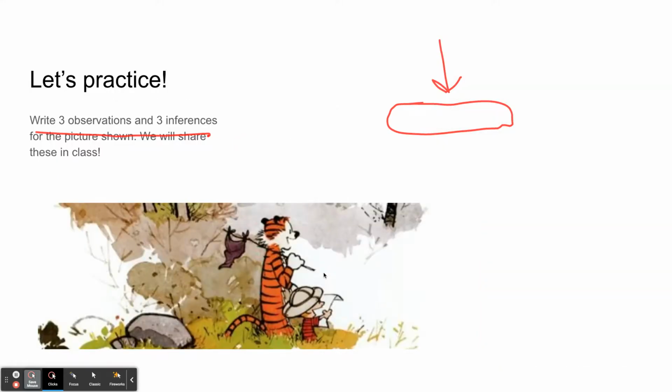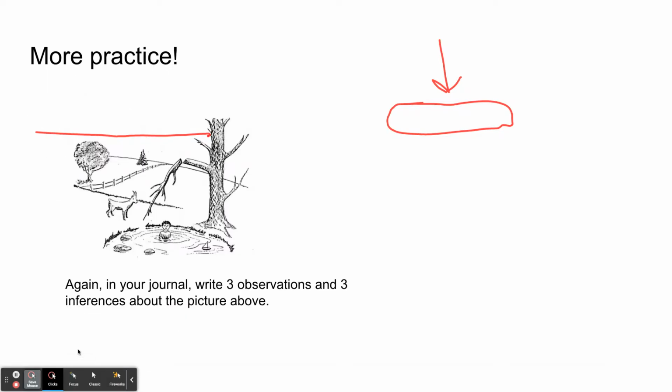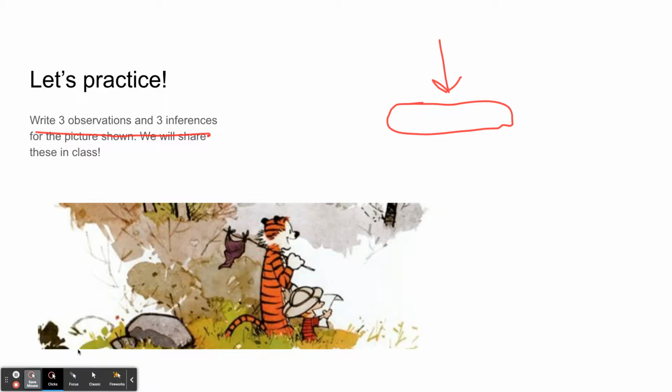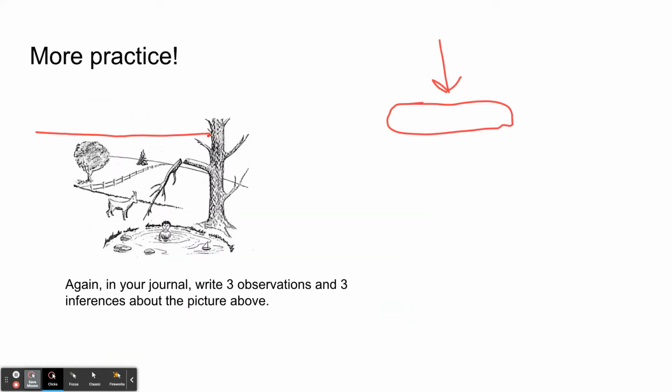So now let's practice a little bit. Okay, so in your journal, here is a picture of my favorite comic, which is Calvin and Hobbes. I want you to make 3 observations and 3 inferences. You'll do both on Edpuzzle and in your journal because we'll share these in class. But I want you to go ahead and do that on this video, so pause the video and make those inferences and observations.